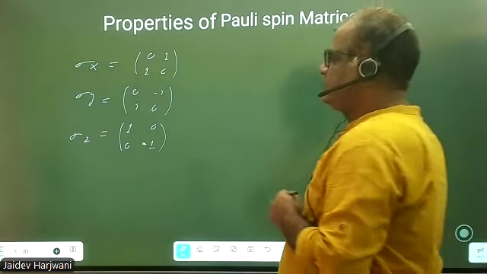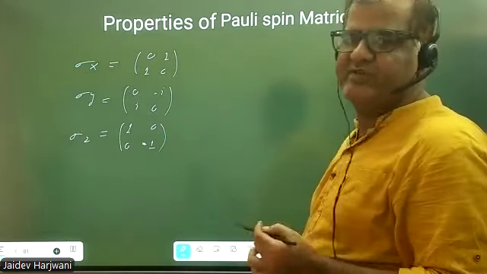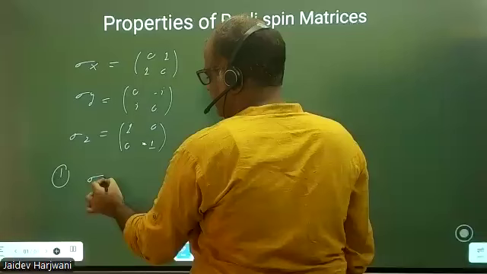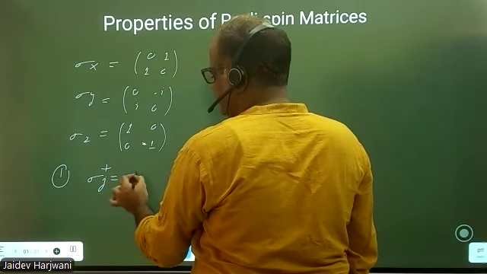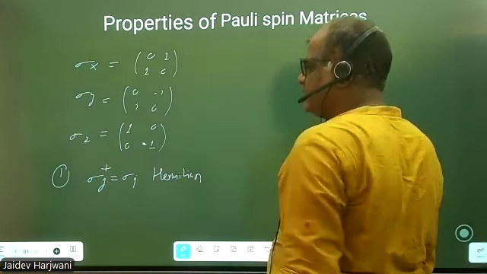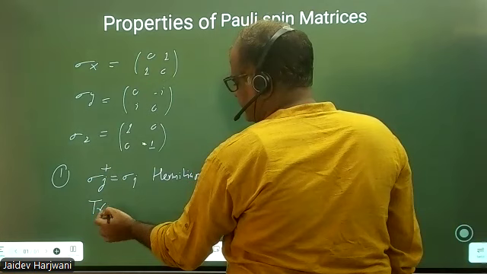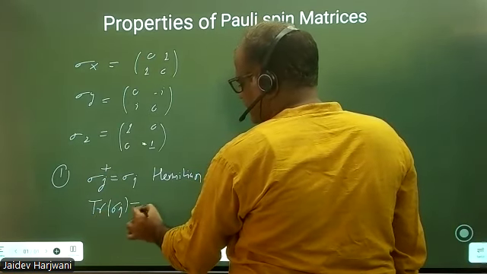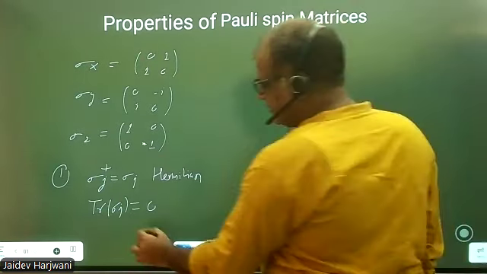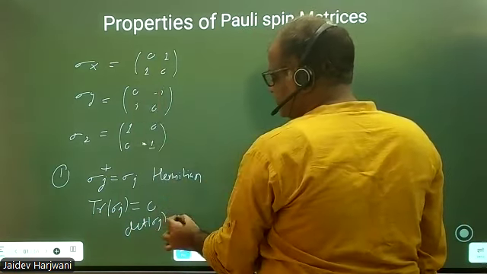Now all these matrices, since they are related with the spin operator, are Hermitian. So the first property is that these Pauli matrices are Hermitian. If you see carefully, the trace of any Pauli matrix is 0, and if you calculate the determinant of any sigma j matrix, the determinant is also 0.